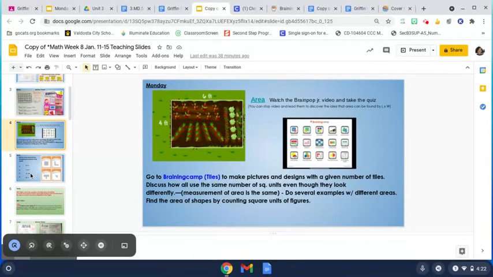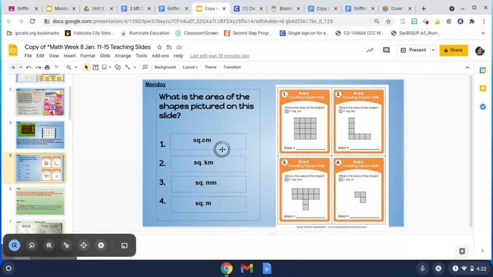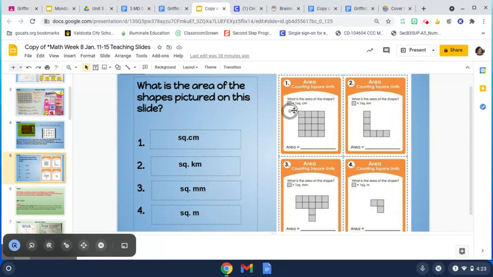Now what you're going to do, you're going to come down here to your ticket out the door. I want you to look at the areas of these pictures. And I want you to tell me by typing in the text box here, how many square centimeters is this shape? How many square kilometers is this shape? Remember, just count the squares. And how many square millimeters is this shape? And how many square meters is this shape? So type your answer here. All you have to do is type the number of squares.